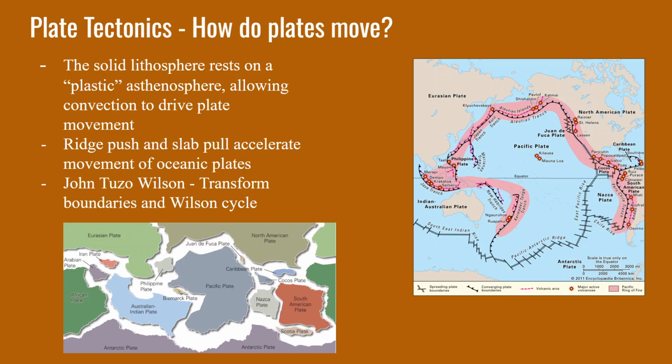And other refinements to the theory have happened too over the years. Especially of note are those by John Tuzo Wilson, who made several contributions to the theory of plate tectonics, including the idea of transform boundaries, which we'll discuss later, as well as the Wilson cycle, this idea that supercontinents form and break up on the time scale of hundreds of millions of years. So there have been multiple supercontinents in Earth's past, including Pangaea, Rodinia, and several others before that.